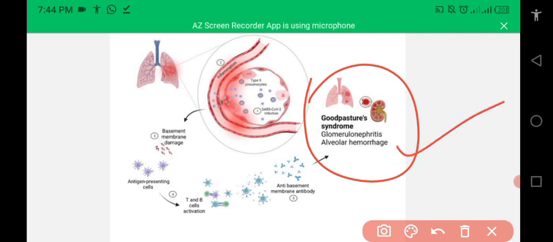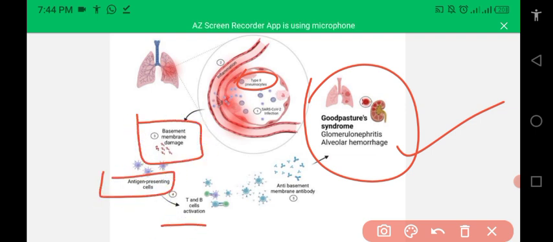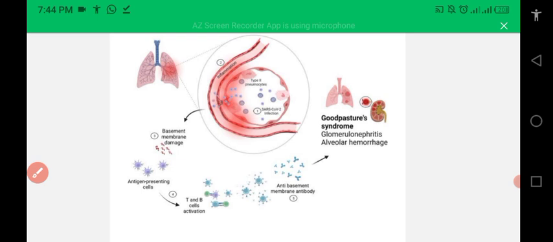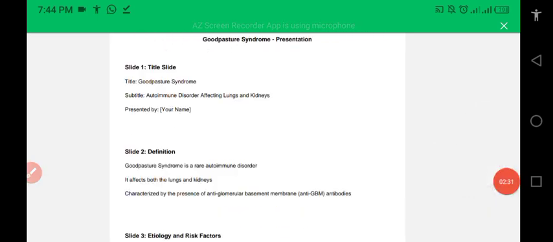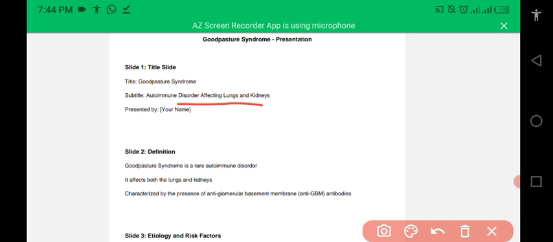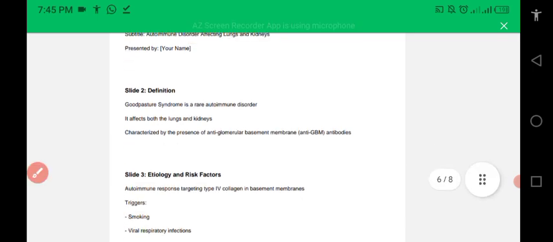As you can see, there are type 2 pneumocytes that make surfactant, and then there is bleeding and seepage of blood. Basement membrane damage results in antigen presenting cell, T and B cell activation, and then anti-basement membrane antibodies are involved in this condition. So in this way, in Goodpasture syndrome, there is an immune disorder that affects the lungs and kidneys. In the lungs, there will be pleuritis and inflammation of the alveoli. In the kidneys, there will be hematuria, proteinuria, and uremia.